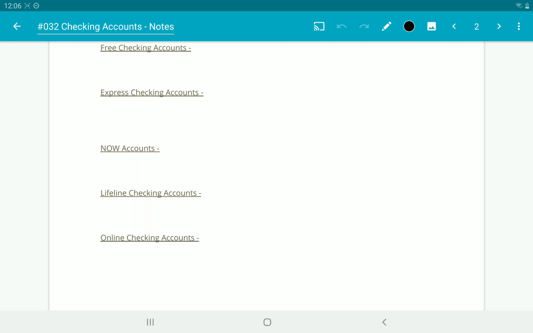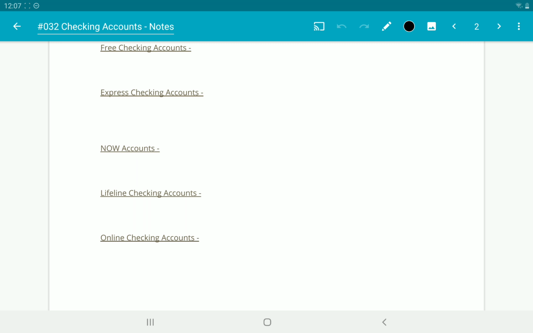Now accounts. Now stands for negotiable order of withdrawal. They're free and they have interest payments. They give you interest based on how much money you have in your account, but you do not have to pay a fee in order to have this account.